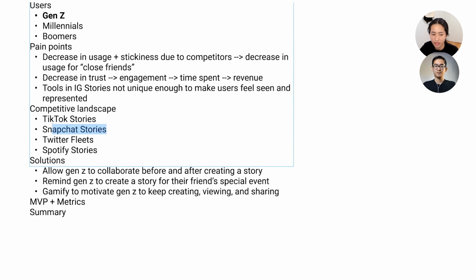Now, these are the solutions I've come up with. We allow Gen Z to collaborate before and after creating a story, because it's very siloed whenever you're creating a story. Maybe there's a way for us to remind Gen Z to create a story beforehand, for a special event for their friends or whoever that is. And the third one is maybe there's a way for us to gamify things to motivate Gen Z to continue creating, viewing, and sharing, to increase the frequency of them using Instagram stories.